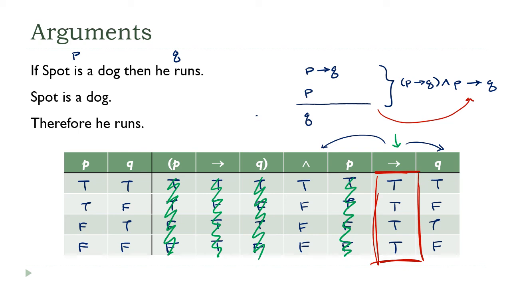A valid argument is one that is always true regardless of the input. So my logical, mathematical conclusion here matches our conclusion from thinking through the situation. This is a valid argument.